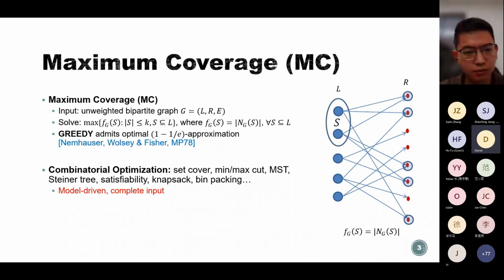Like this problem, there are many combinatorial optimization problems, like set cover, min cut, max cut, minimum spanning tree, Steiner tree, and so on. These problems share a common feature, that is, they are model-driven, meaning that their inputs are complete. We will revisit this feature soon.